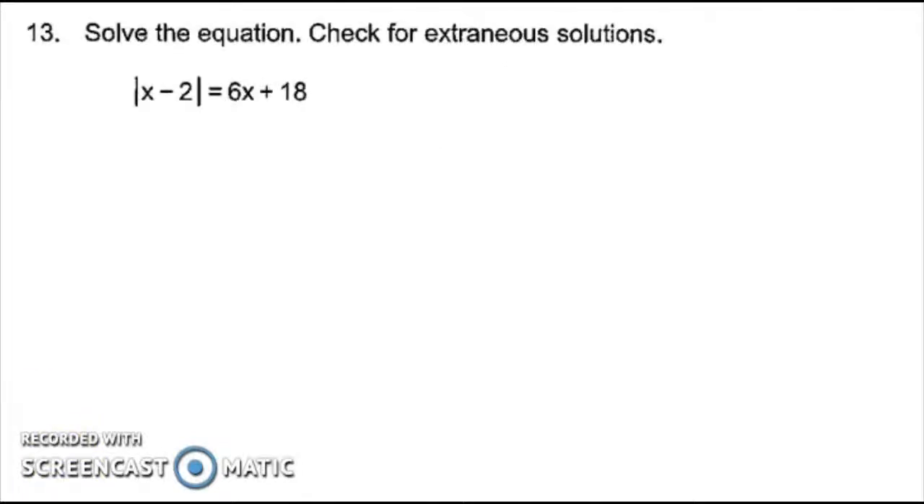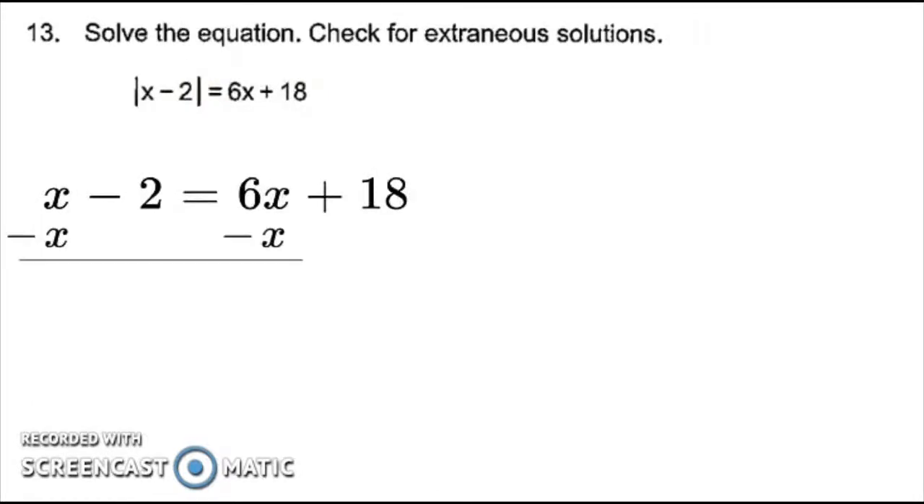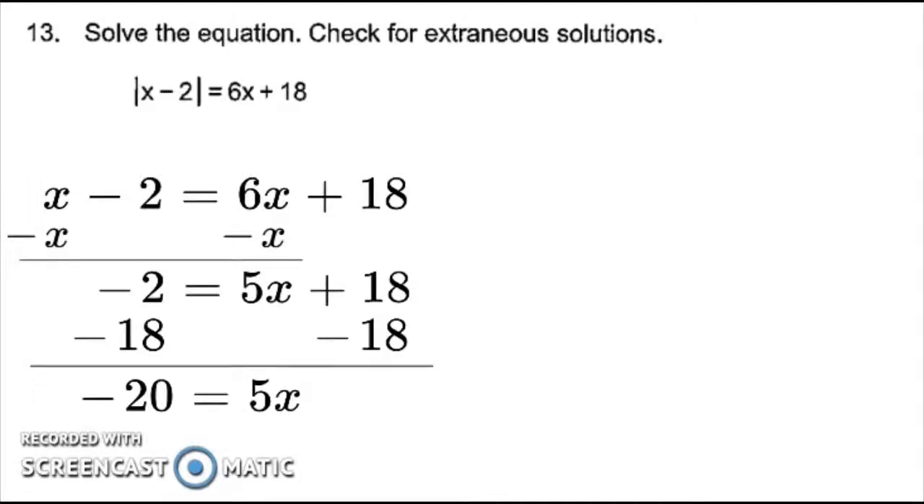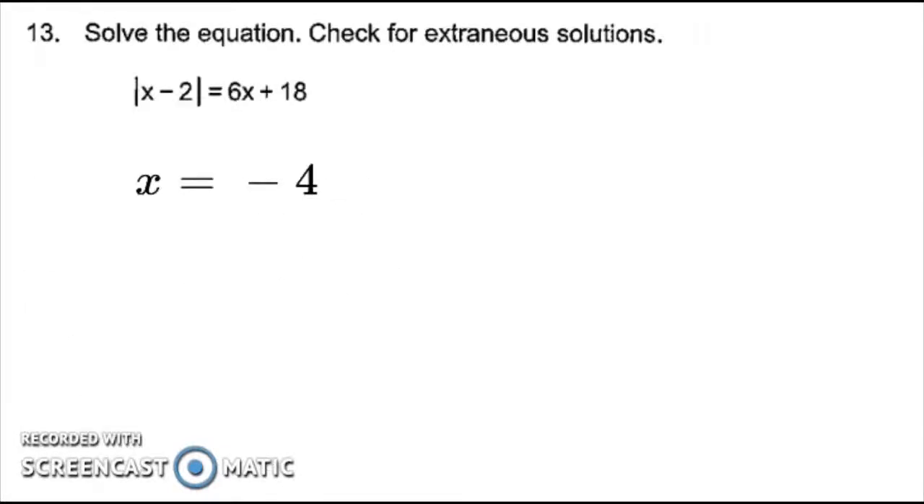Number 13, it says solve the equation and then check for extraneous solutions. So first thing we need to do is we're going to have 2 equations. One of them is going to be x minus 2 equaling positive 6x plus 18. We subtract x from both sides. We get negative 2 equals 5x plus 18. Subtract 18 from both sides. We get negative 20 equals 5x. Divide both sides by 5, and we get x equals negative 4.